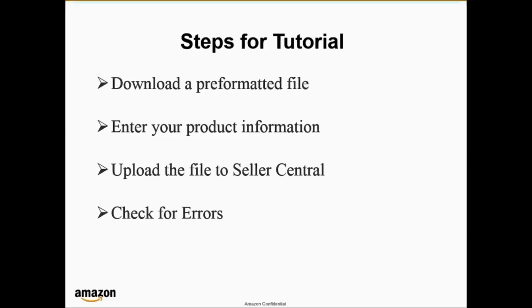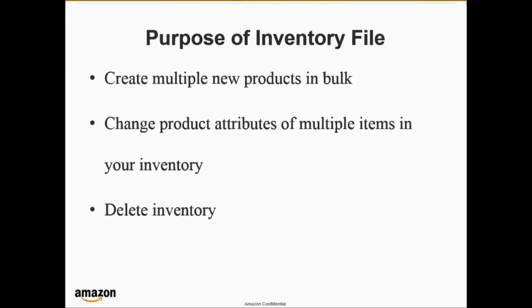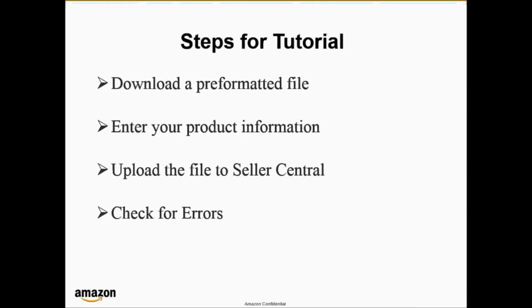Inventory file supplies the information Amazon needs to create product detail pages and to list your products on Amazon. Amazon provides you with a Microsoft Excel template that contains a pre-formatted worksheet to input your product data. With inventory file, you can create multiple new products at a time, change product attributes of multiple items in your inventory, delete inventory. Now log into your Seller Central account, go to Inventory and click on Add Products via Upload.